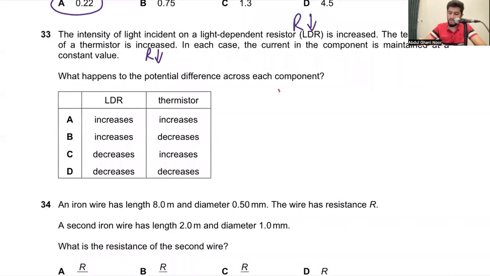So the formula for potential difference is V equals IR. For both the cases, the current is constant, but the resistance decreases. So obviously for both, the potential difference decreases. So the answer is D.